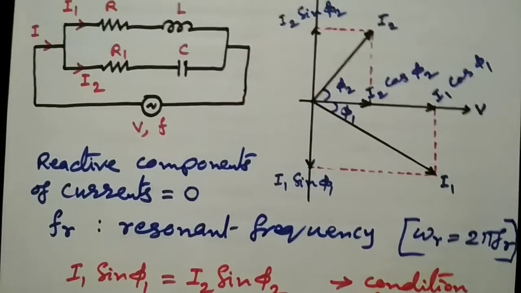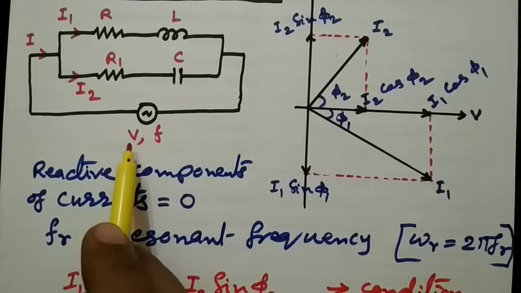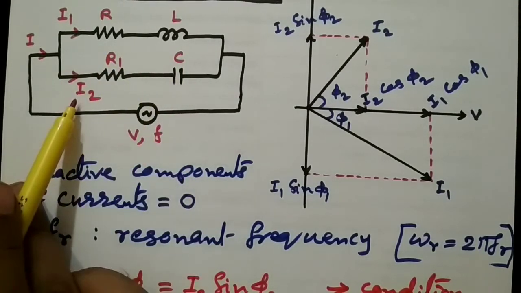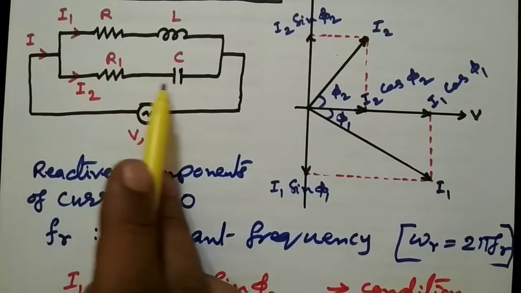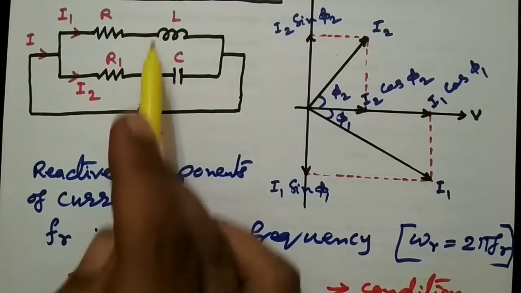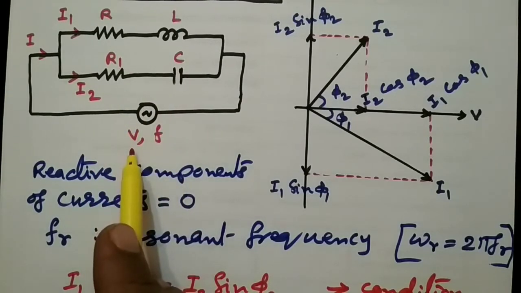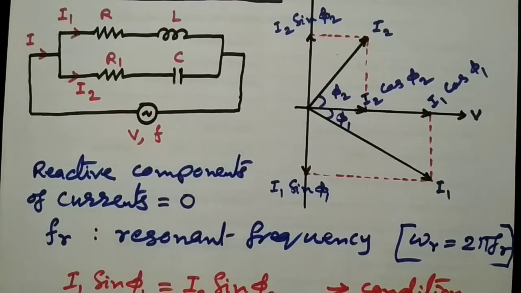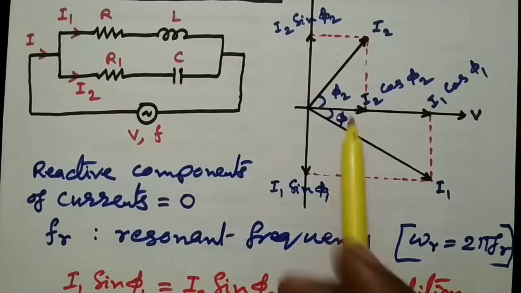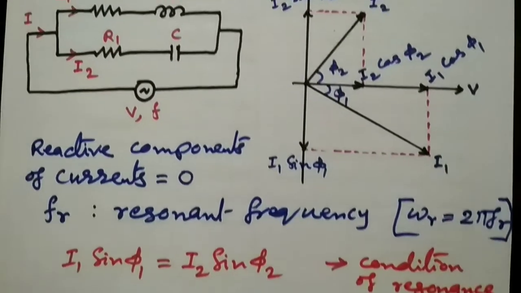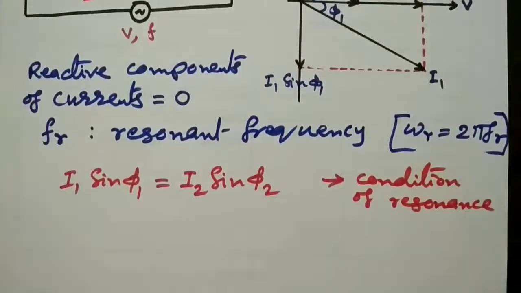In this circuit, I1 will be the voltage upon the impedance of the RL branch. I2 will be the voltage upon the impedance of the capacitive branch, because these two branches are connected in parallel across the supply voltage V. And sin phi 1 and sin phi 2, these two values will be obtained from the impedance triangle that we have already discussed in previous lectures.